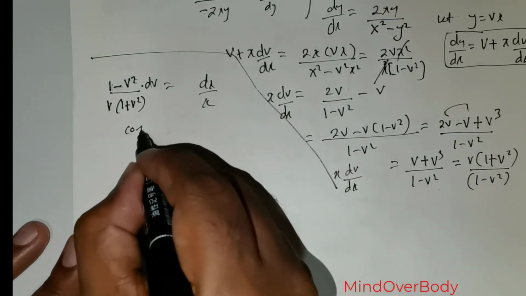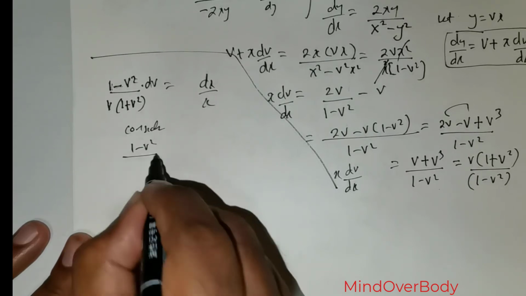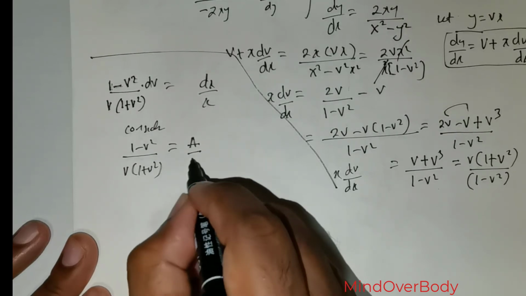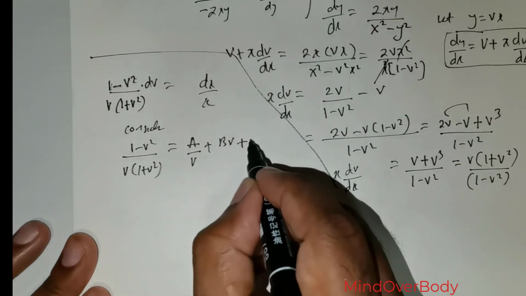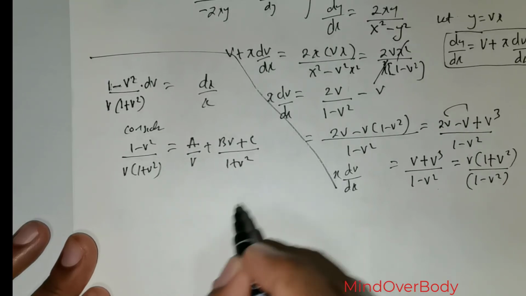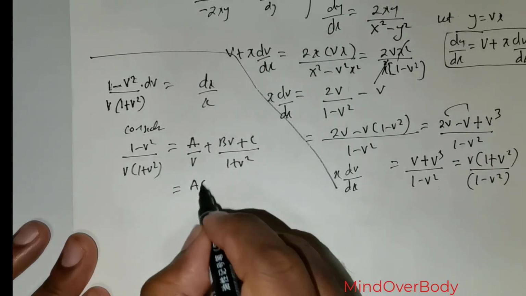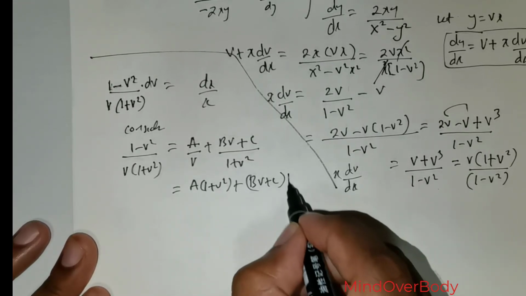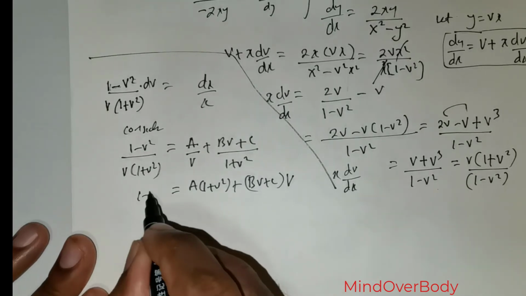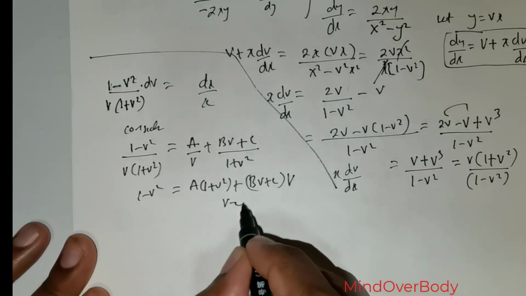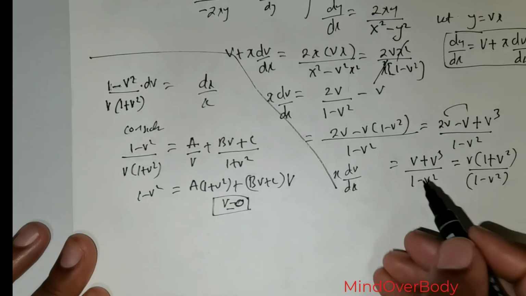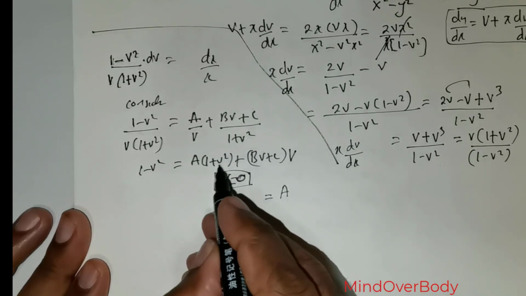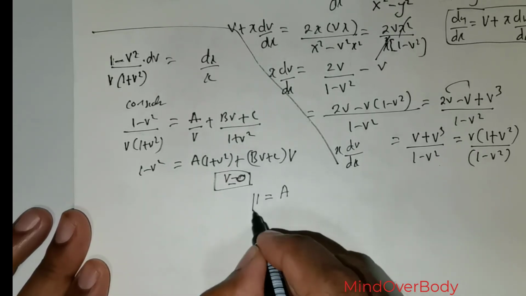Now let me consider 1 negative v squared divided by v of 1 positive v squared. I have to use partial fractions, so I'm going to rewrite this as A over v positive Bv positive C divided by 1 positive v squared. So if I were to multiply, I get A of 1 positive v squared positive Bv positive C times v. This is what I get. I need to simplify this, so I take v to be 0. If I take v equal to 0, then this would become 0, and this is 0, so I get A is equal to 1.